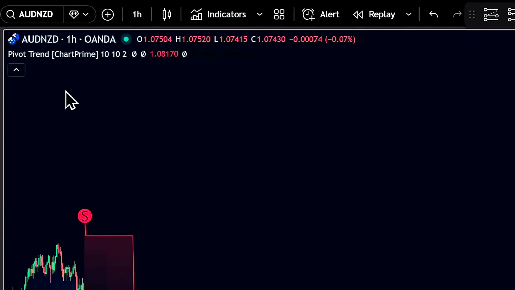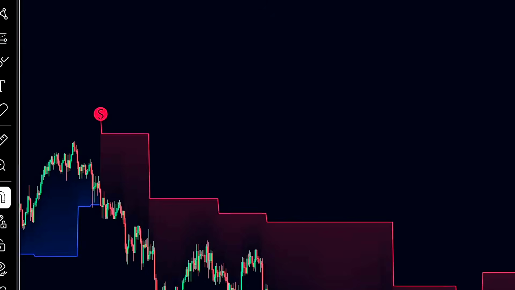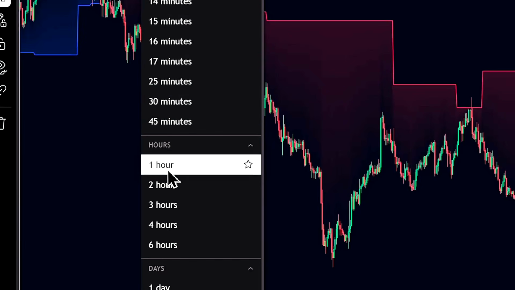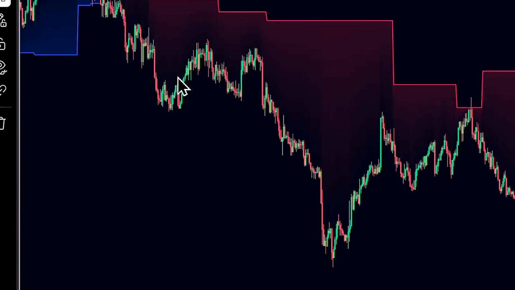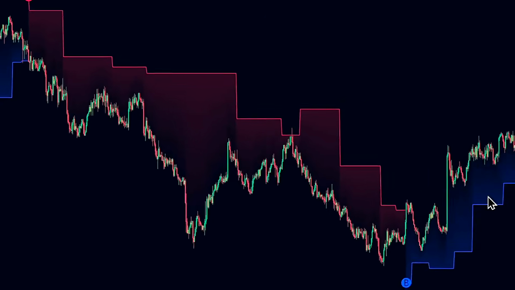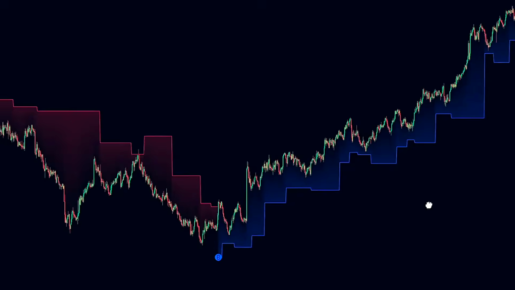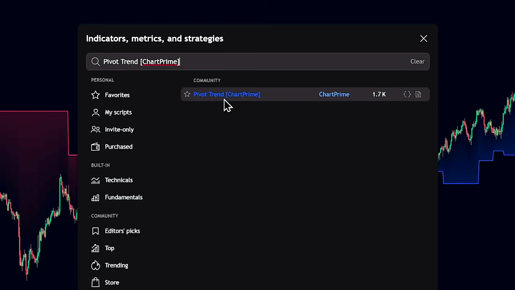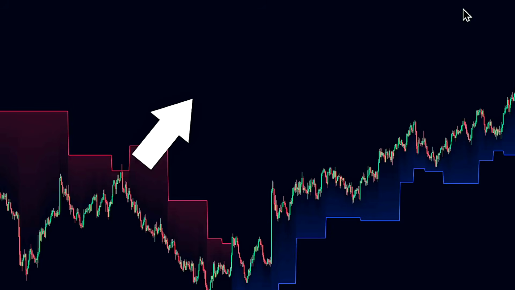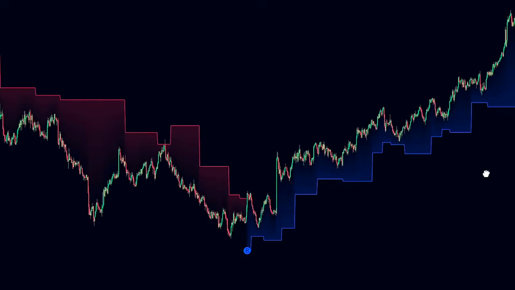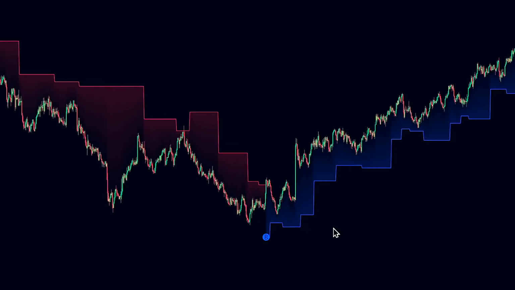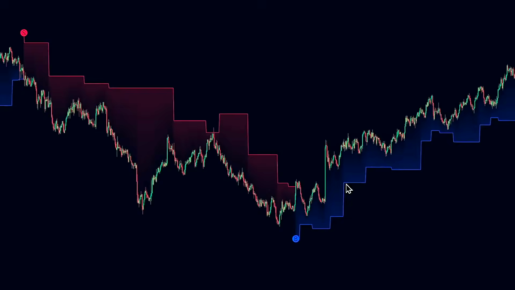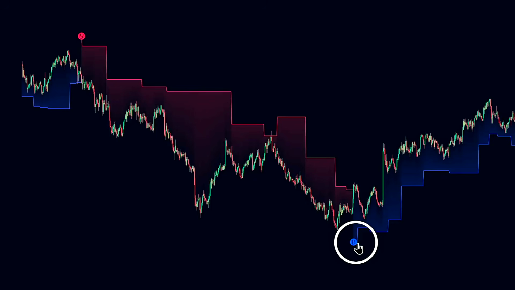Open TradingView, pull up AUD/NZD, and choose a time frame that fits your style. For this walkthrough, I'm using the 1-hour chart so you can clearly see the swings and the retests. Now, add the indicator. Search Pivot Trend by ChartPrime and add it to your chart. Once it loads, you'll notice two things right away: a trend line that changes color and position, and the buy and sell markers that appear when the trend flips.